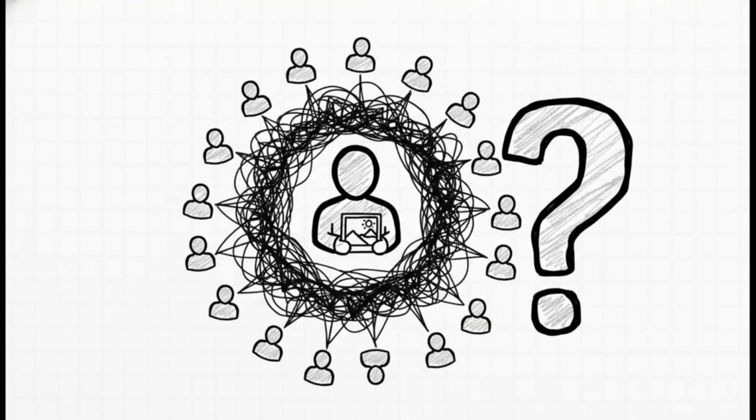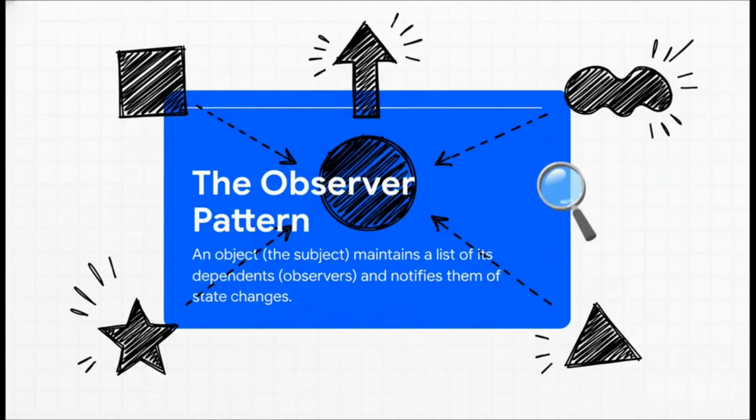So let's imagine a real-world scenario. A user on your social media app posts a new photo. How in the world do you update the feeds for all of their followers at the same time? You definitely don't want your user object to have a hard-coded list of every single follower. That would be a tangled mess. The elegant solution to this is the observer pattern. It sets up this kind of one-to-many relationship. The main object, we'll call it the subject, doesn't actually know anything specific about its observers. It just knows it has a list of things that need to be poked whenever something important happens.